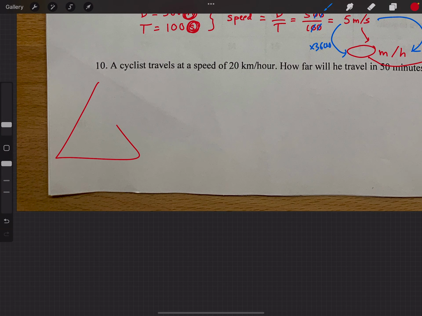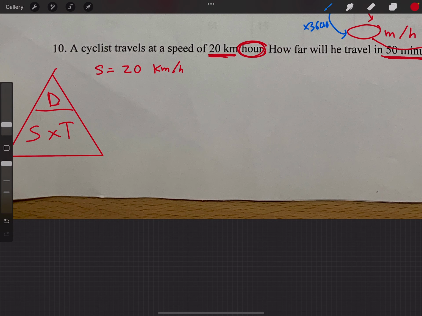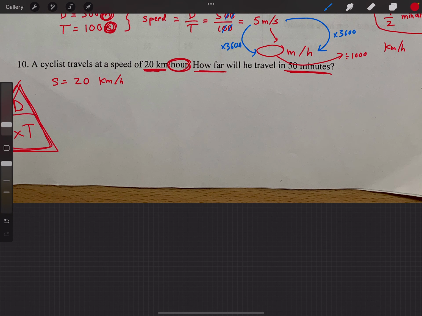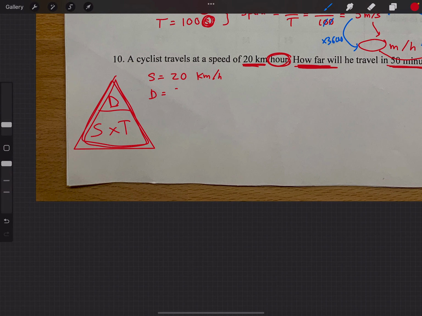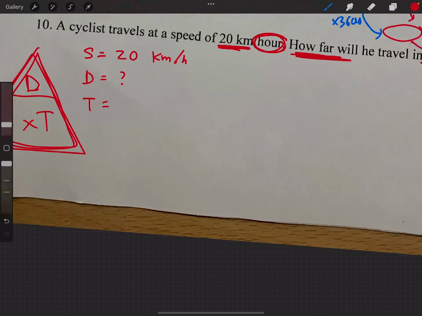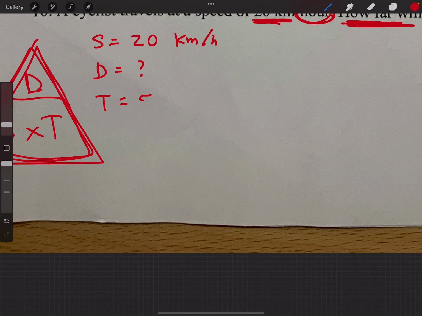Now, make sure these are the same units. This is kilometers per 1 hour, whereas this is per minute. If they're different units, you must make them the same first before we can apply this triangle. Now, the question says how far, which means we're looking for a distance. So distance, we don't know what that is yet, but we must be given the time and the speed. So what's the time? The time is 50 minutes.